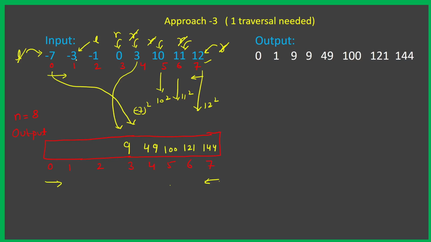Now out of this absolute value and this 0, which is greater? We will say this is greater. So I will say the square of minus 3 will be 9. So decrementing this, and L will come here.